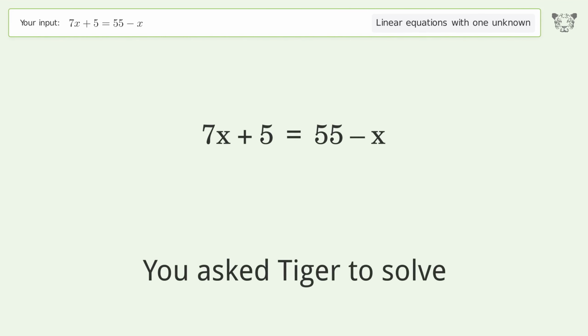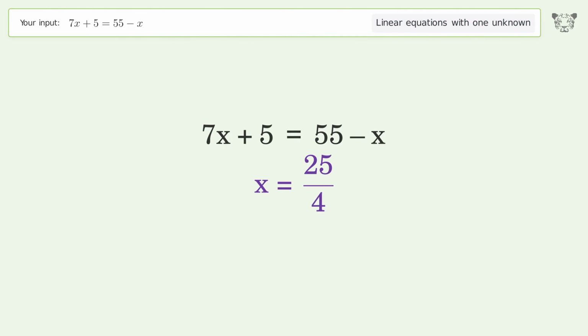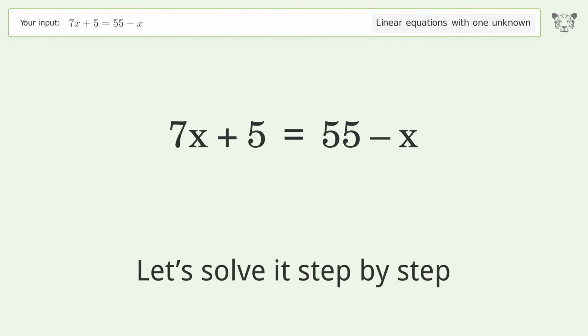You ask Tiger to solve. This deals with linear equations with one unknown. The final result is x equals 25/4. Let's solve it step by step.